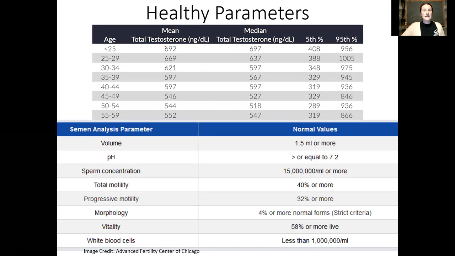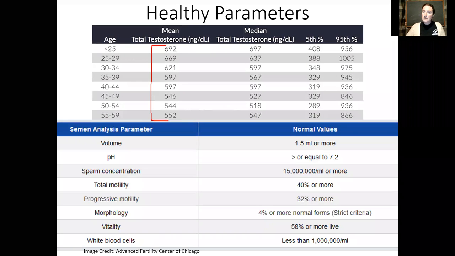All right, so some healthy parameters. We can see that the testosterone levels in males are naturally going to decline over time. Right? In general, all of your cells get a little bit tired over time, and so after they've been cranking out testosterone for decades, they start to slow down a little bit. Okay.